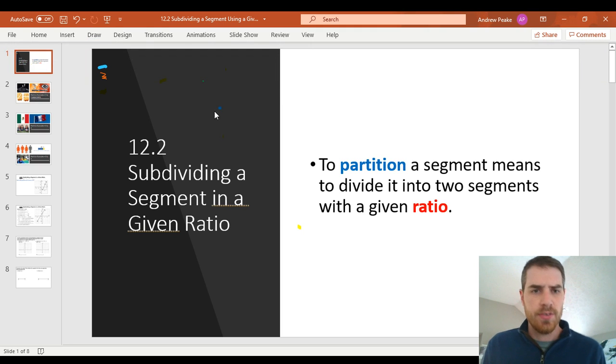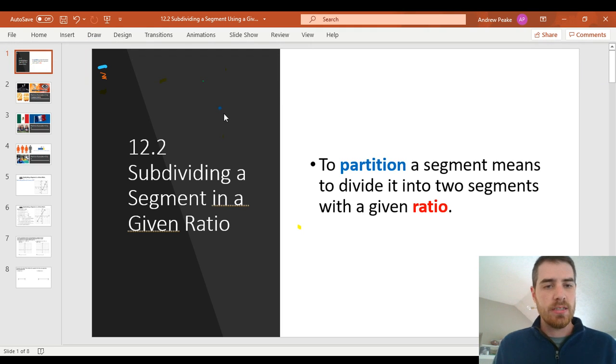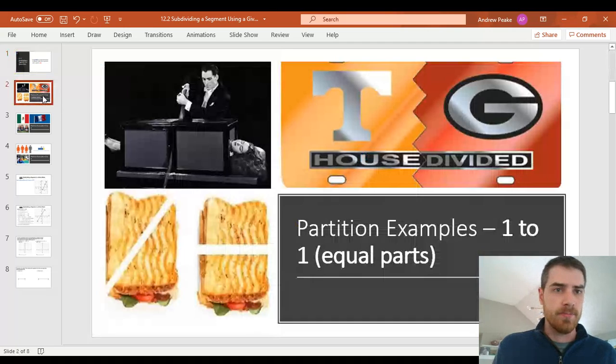Today we're going to talk about subdividing a segment in a given ratio, which is going to be exactly what it sounds like. So the big idea today is something called partitioning. If you've never heard this word before, here's the definition of it. To partition a segment means to divide it into two segments with a given ratio. So let's look at some examples of partitioning.